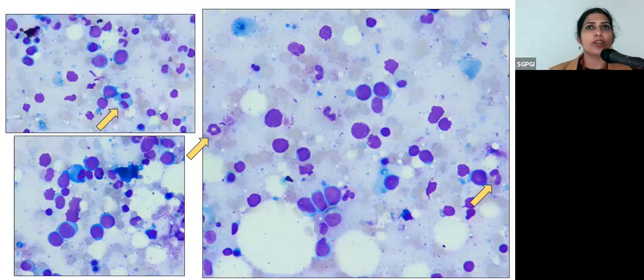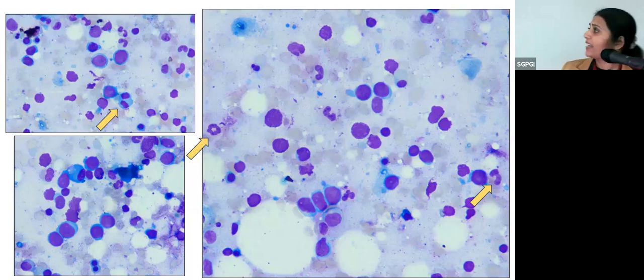This is the high power of the imprint. Now similar cells, full. Here you see so many similar cells. And here the blast morphology is even more clear, right? The peripheral smear may still leave plus minus doubt, but when you look at the imprint, you are sure that yes, these are blasts. They have a high NC ratio, prominent nucleoli, and basophilic cytoplasm. Look at the deep basophilic cytoplasm.